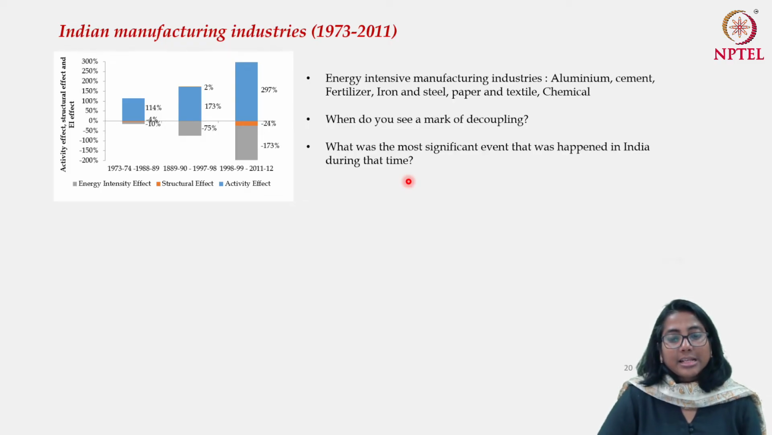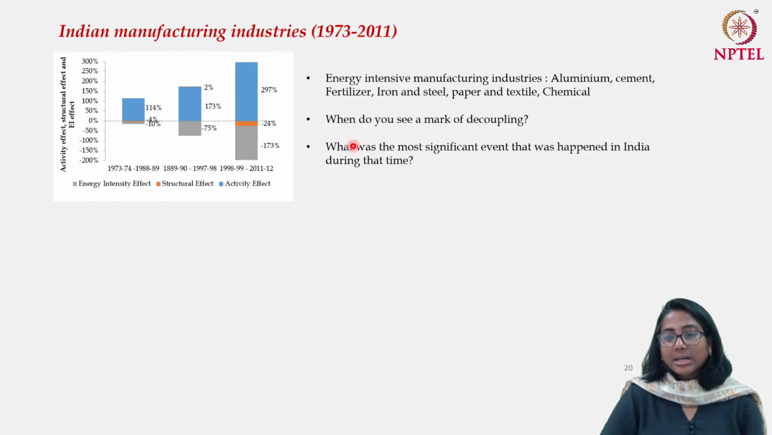Now, if this is the case, let us again come back to the question of decoupling. So, what does decoupling mean? Decoupling means that there will be an increase in energy use because there is activity growth. However, this increase in energy use should be nullified by some pull factors. So if there is a lot of gain in terms of structural shift and a lot of gain in terms of energy intensity or energy efficiency, that will be in a position to nullify the increase in energy demand that is arising due to the activity effect. That is the whole story.